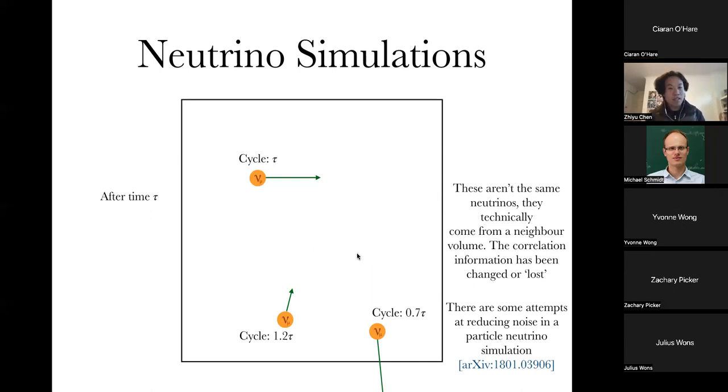If we generalize this to a whole box full of neutrinos, whatever initial correlation information you encode in the population, after a few time steps, as they do these volume crossings, they're going to completely destroy any correlation information. You end up with just a box of randomly sampled neutrinos, so they will be Poisson distributed and suffer from Poisson noise. There are some attempts at reducing the noise in particle neutrino simulations, and it makes it slightly better, but still not enough to be a viable option for naively putting the entire neutrino population into a box as particles.